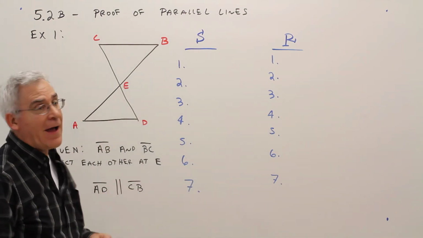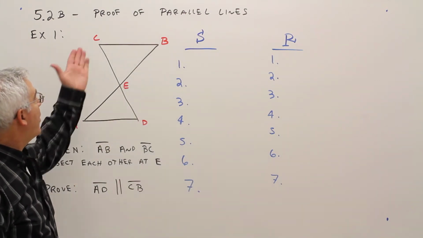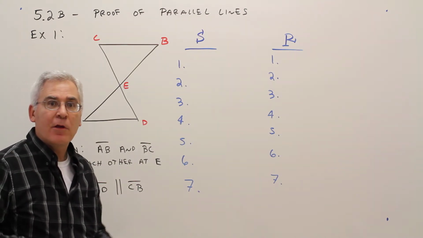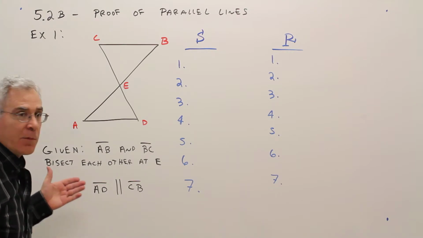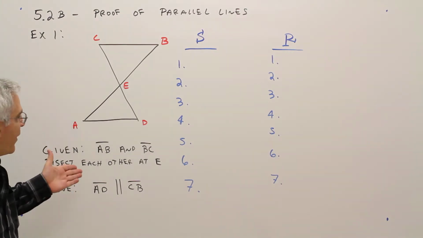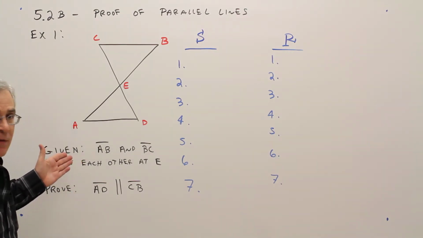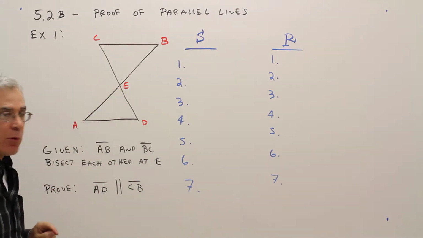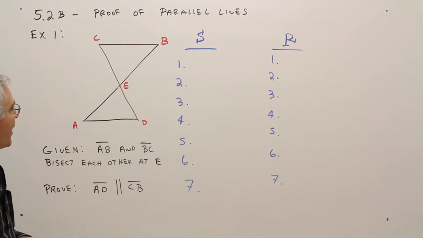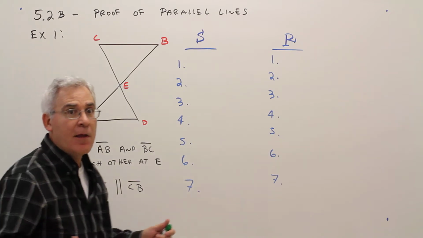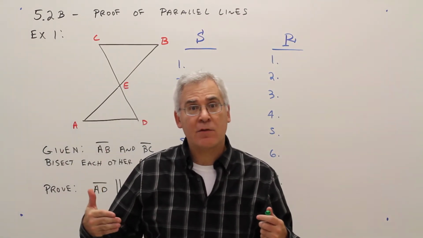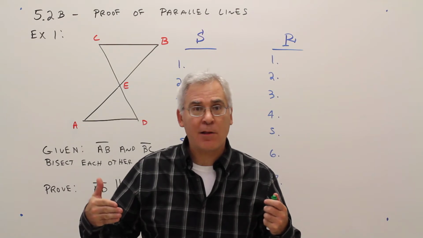Welcome to video 5.2 Bravo, proof of parallel lines. So here's going to be an example implementing one of those theorems before. So here's the problem. Given this figure with AB and BC bisecting each other at point E, prove that AD is parallel to CB. Okay, so I'm looking for one of those 6 ways to prove those lines parallel.